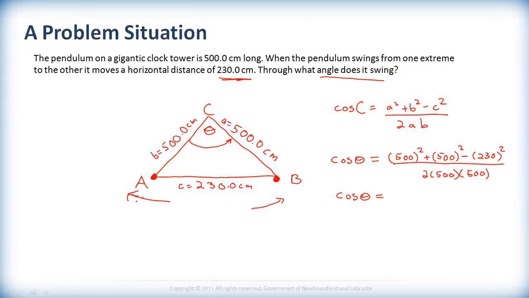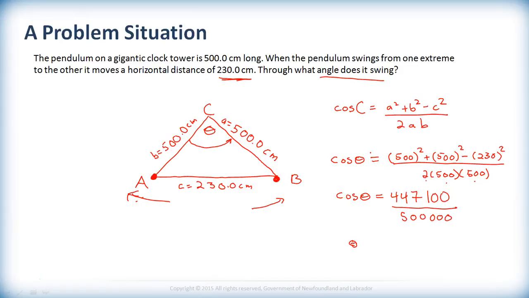447,100. Okay, so 447,100. That's a humongous number. Speaking of gigantic clocks. Then on the bottom, I have 2 times 500 times 500. Let's see. 2 times 500 would be 1,000. So I'm just going to add 3 zeros to 500, and that's going to give me 500,000. So a little mental arithmetic there makes that nice and quick. And then I've just got to get the inverse cosine of that ratio.